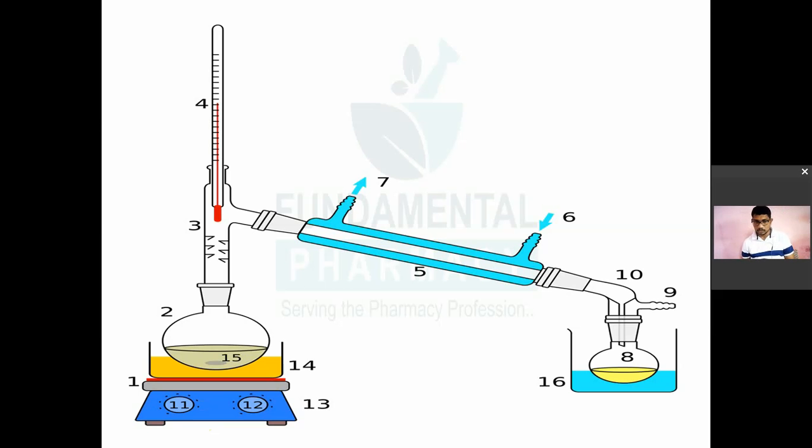Now the component of the mixture which has the lower boiling point will vaporize quickly, and those vapors will pass from here to where cooling takes place. So this is the condensation. Here there is an inlet for water and an outlet for water, and condensation will take place. You will get your distillate. Whatever product you get after distillation is known as the distillate, and the mixture taken for distillation is known as the distillant.